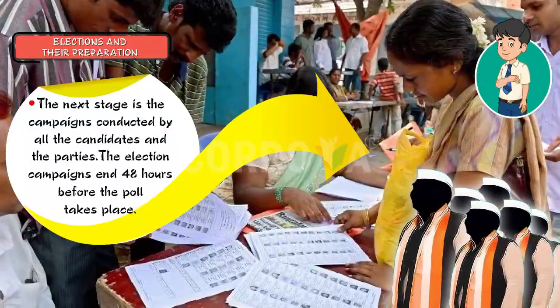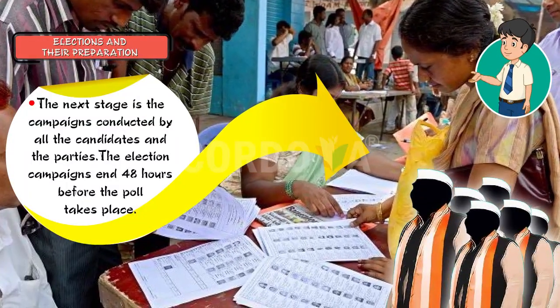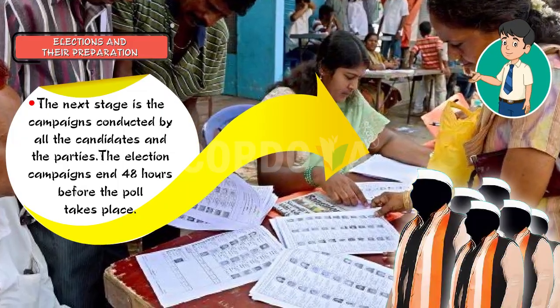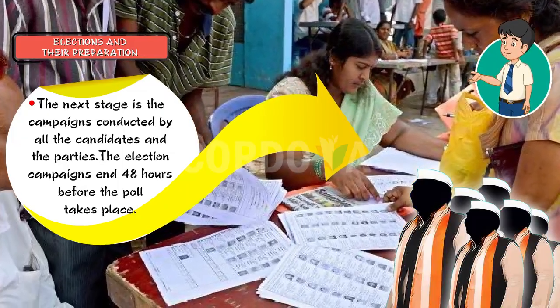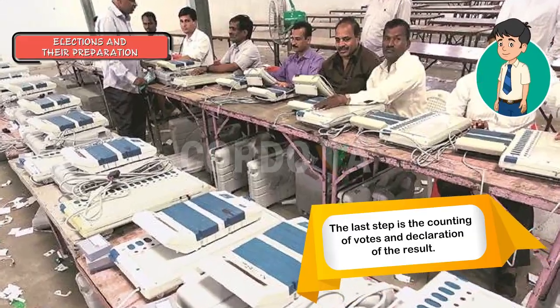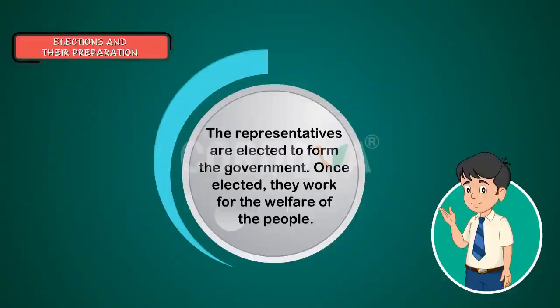The next stage is the campaign conducted by all the candidates and the parties. The election campaign ends 48 hours before the poll takes place. The last step is the counting of votes and declaration of the results. The representatives are elected to form the government. Once elected, they work for the welfare of the people.